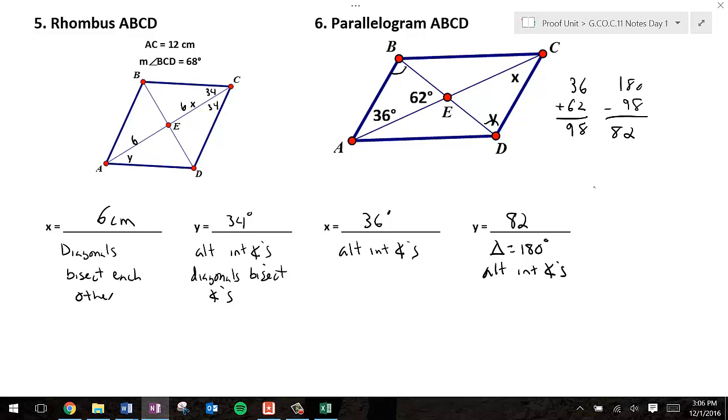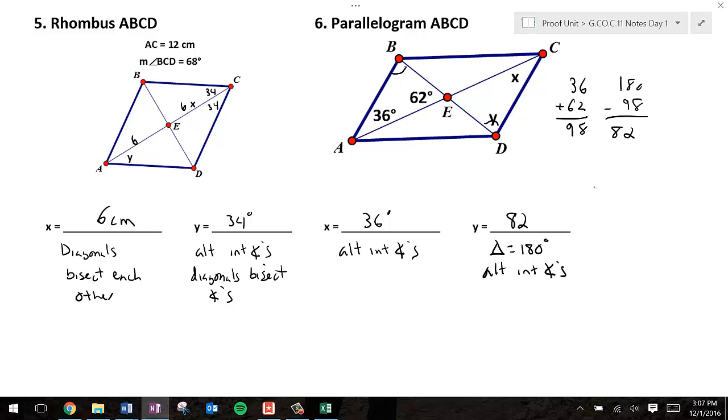And then to finish it up with number 6, with parallelogram ABCD, X we had alternate interior angles with that AC diagonal as our transversal. And then to find y, I used the triangle on the left-hand side, having 36 and 62. And I found that my third angle was 82 degrees, and then I used alternate interior angles to get angle EDC, as was asked for y.